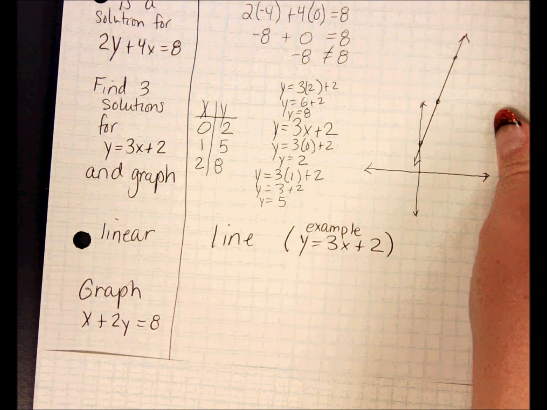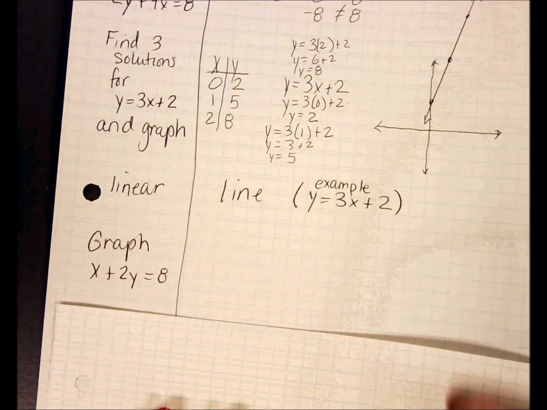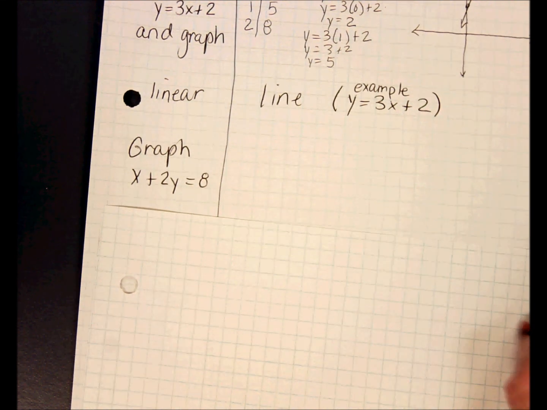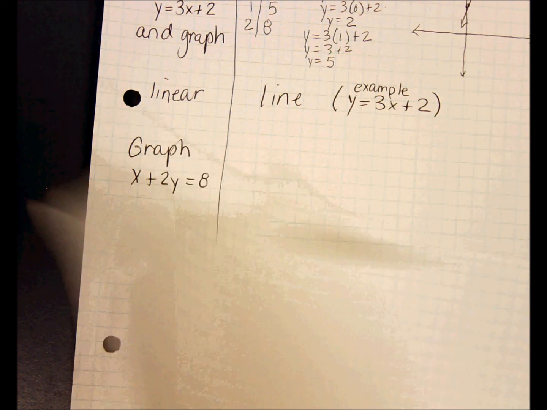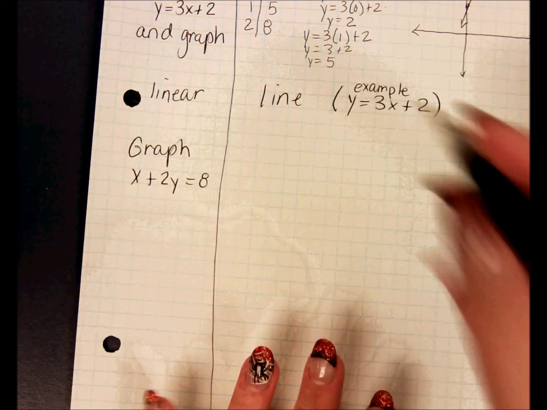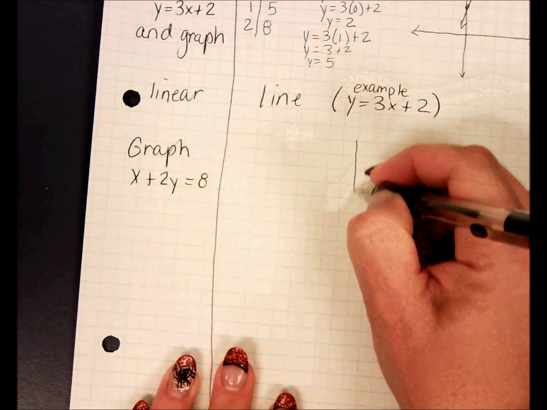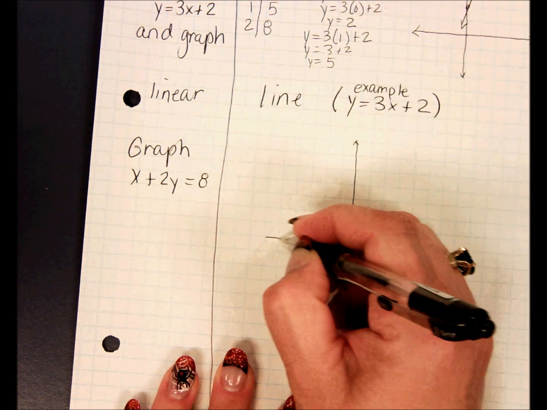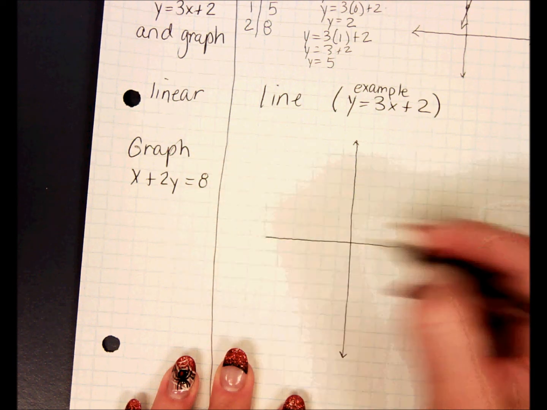All right, so we're talking about a linear equation. A linear equation is an equation of a line. So for example, y equals 3x plus 2. If I were to graph it, it would create a line. So let's go ahead and graph this one. So the first thing I'm going to do is draw my graph. And if you're not really good at being straight, this might require a ruler as well.